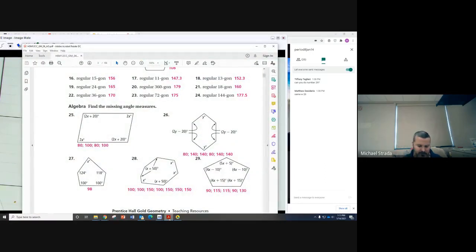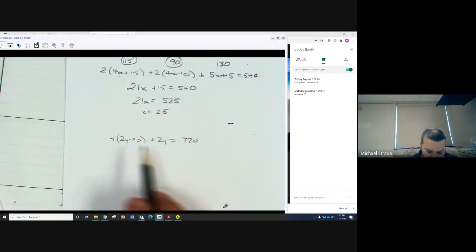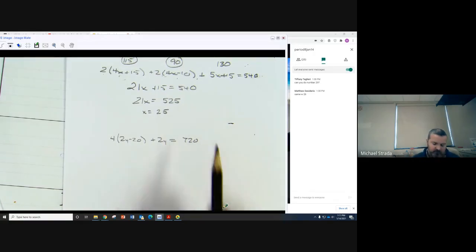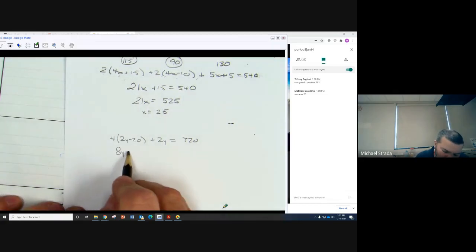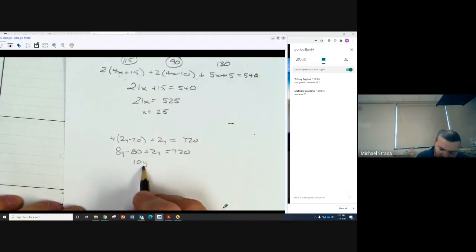26. Okay. All right. So 4 of the angles measure 2y minus 20. 1 of the angles measures 2y. There's 6 sides. 6 minus 2 is 4. 4 times 180 is 720. 8y minus 80 plus 2y equals 720. 10y minus 80 equals 720. 10y equals 800. And y equals 80.